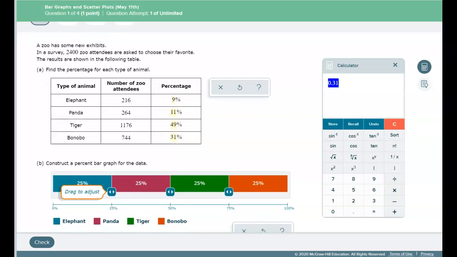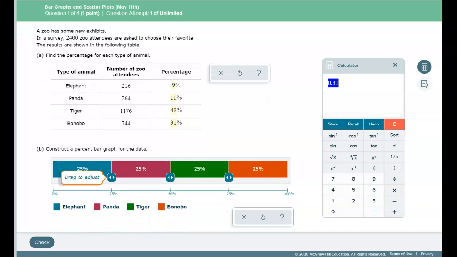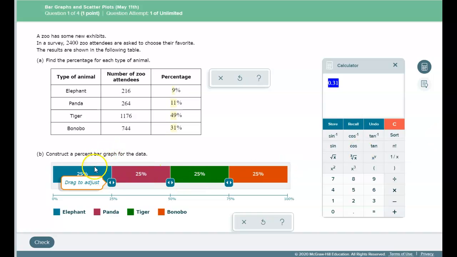Then my next thing that it wants me to do is to adjust this graph for each of those, and it shows me what each of these means. So for elephant, it wants me to put the percentage that the elephant is. The blue color should be the percentage of the elephant, so it needs to be 9%. I just click on the little arrow and move it till the blue box says 9% and leave it at that. Then next, the panda needs to be 11%, and the panda is this purplish color. So we're going to move the panda to 11%.